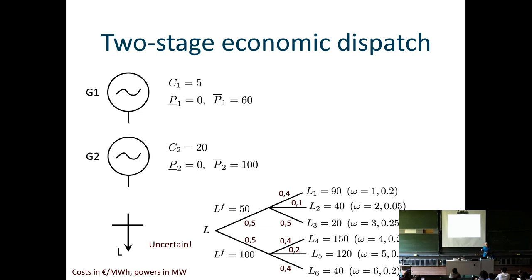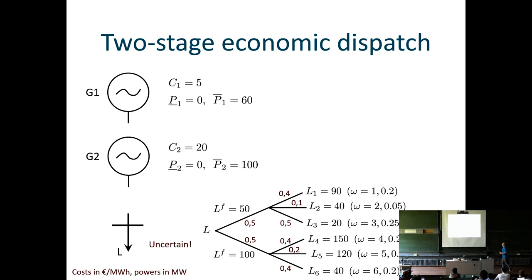You will see here two parameters. The load itself, L, the actual load, which can take six different values, the ones that you see here. Six realizations, six support points, or six scenarios, as you may want to refer to them. Here you have the different values of the load: L1 equal to 90, L2 equal to 40, and so on, 1, 2, 3, 4, 5, 6, and the associated probabilities of occurrence.